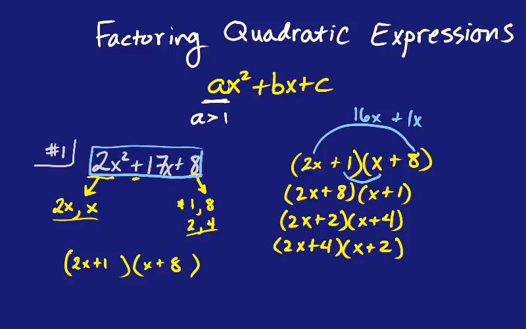None of these other ones would work. Let me show you why. Take the 2x and multiply by 2. That's 4x. Then take the 4 times the x. That's also 4x. Those add to 8x. We want them to add to 17x, so it doesn't work. This one doesn't work, this one wouldn't work, and this one wouldn't work. That is what you're left with.